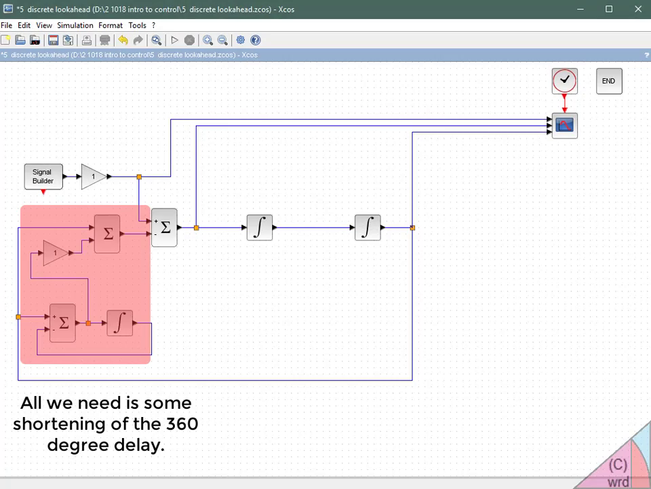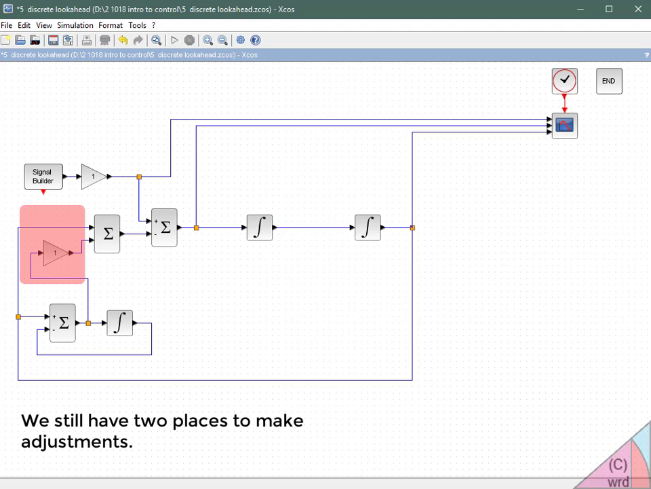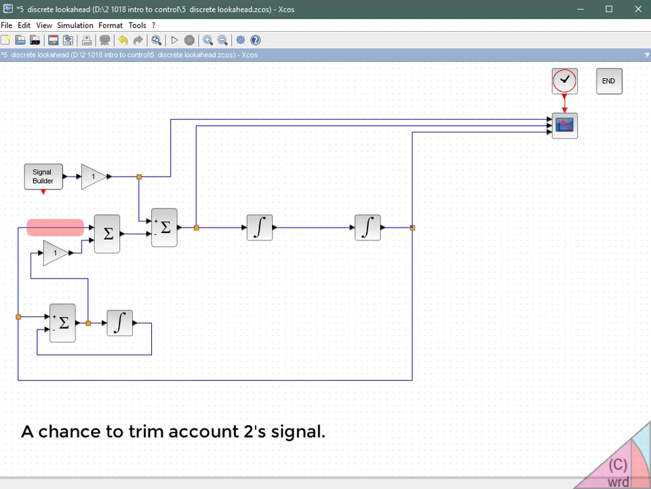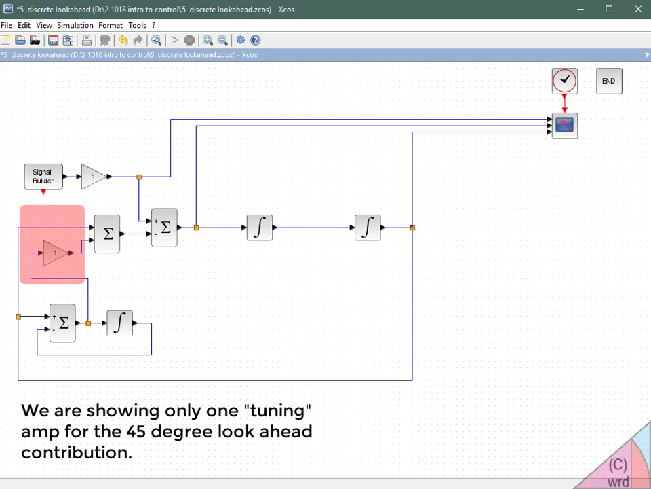Let's insert our new tool into our 2-account control system and tune it as before. There can still be 2 adjustments, one in the path of the raw second account signal and one for the previewed path. In this version, we did not draw in the amp for the 180 signal, as we will only be tuning the preview signal. An amp you don't include is just a gain of 1 on that signal line.